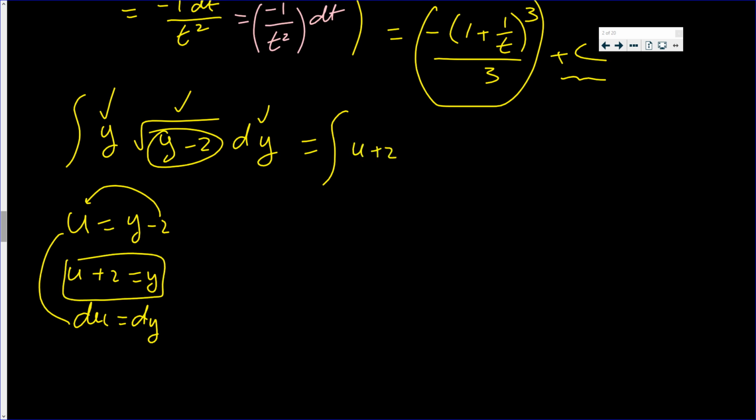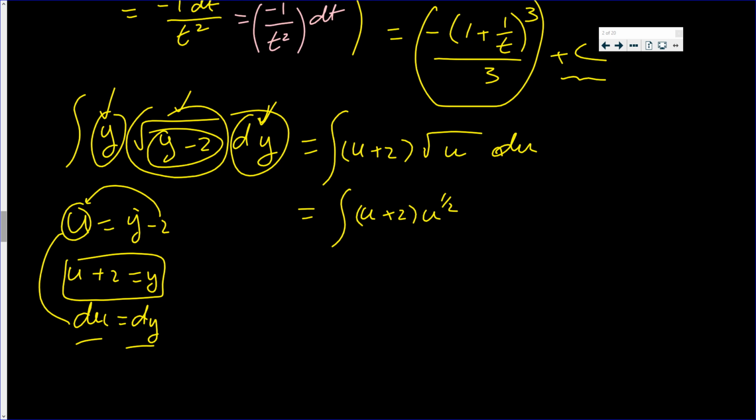Okay? u plus 2. The square root of y minus 2, well, y minus 2 is u, so we have the square root of u. And then dy, that's du. You have to be honest with yourself. That is, each and every piece has to be justified. Now, as promised, you'll be able to distribute, because it's just u to the half now, not u minus 2 to the half or y minus 2 to the half.